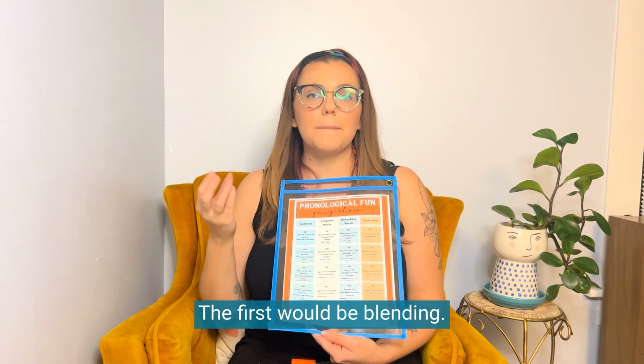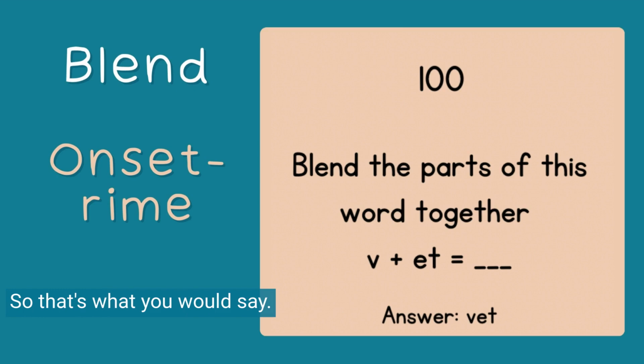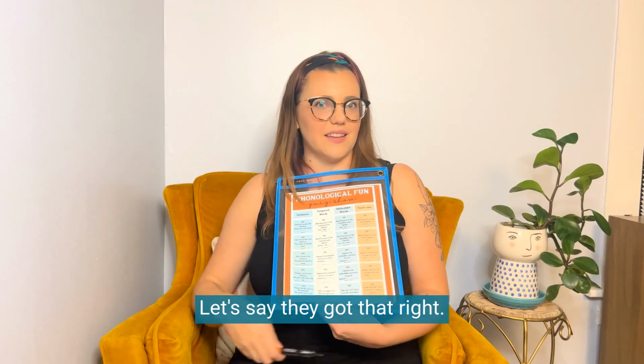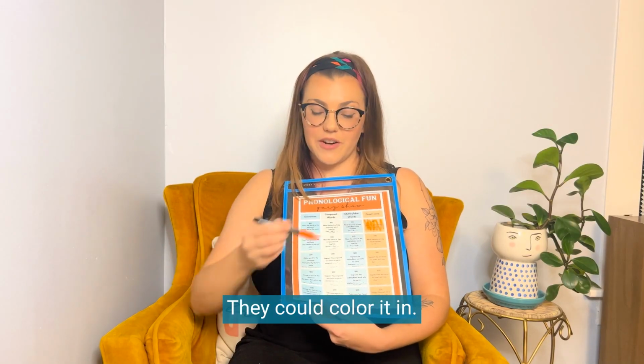The first would be blending. So let's take a look at onset rhyme for 100. You would read exactly what it says here. Blend the parts of the word together. V, et, v, et. So that's what you would say. The answer you would want your child to say, and it's written here, is vet. Let's say they got that right. They could color it in.